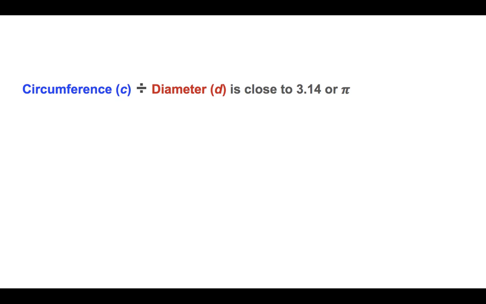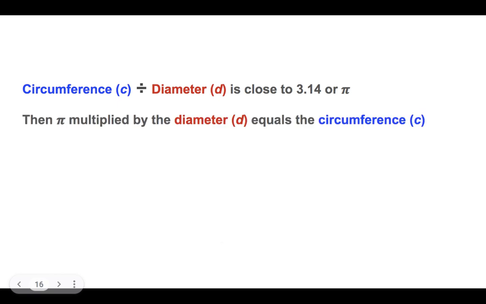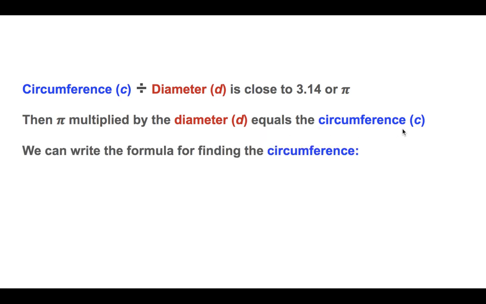So did you notice that the circumference divided by the diameter is close to 3.14, which is pi? Let's go back and look a second again. Yeah, they're all really close to 3.14. So then pi multiplied by the diameter must then equal the circumference. So we can write the formula for finding the circumference as C equals pi multiplied by d. Remember, when you have pi next to a variable, it means to multiply.